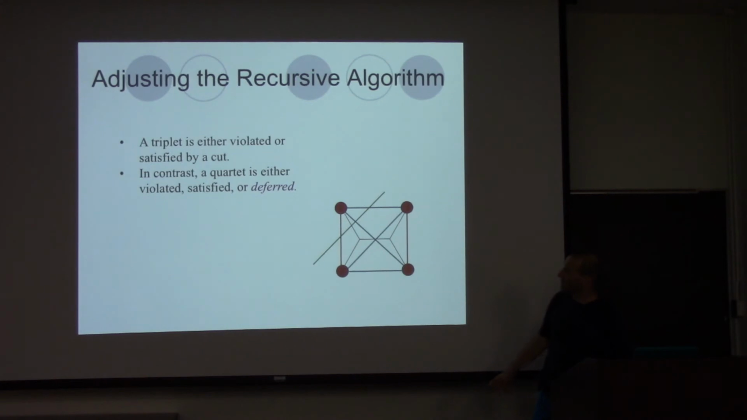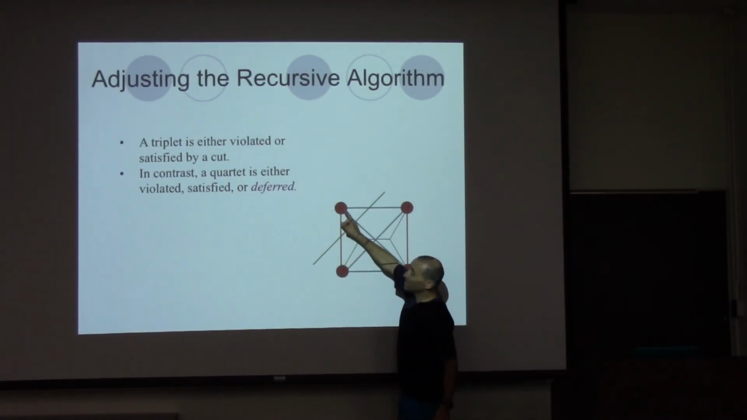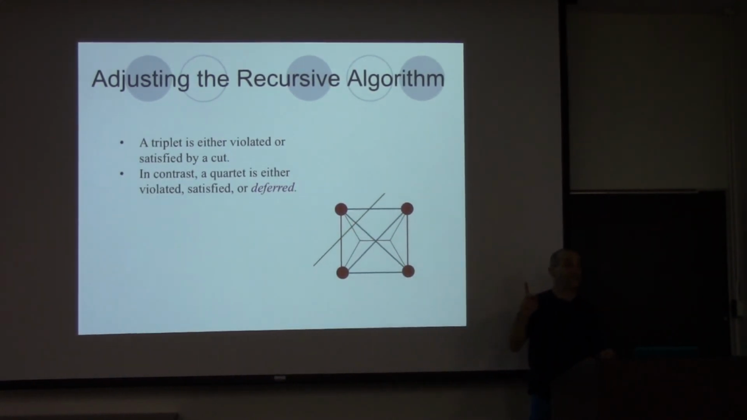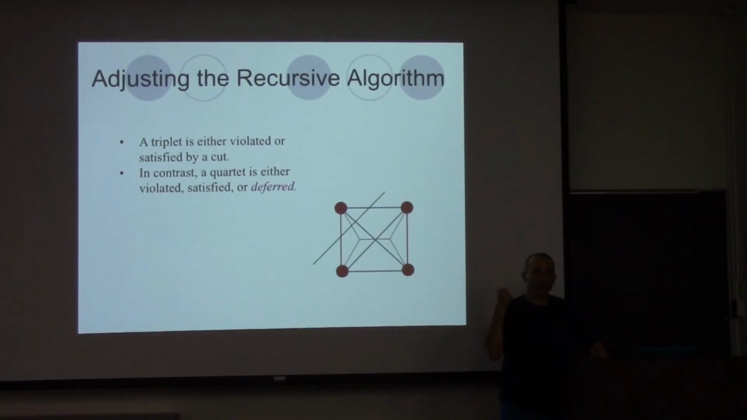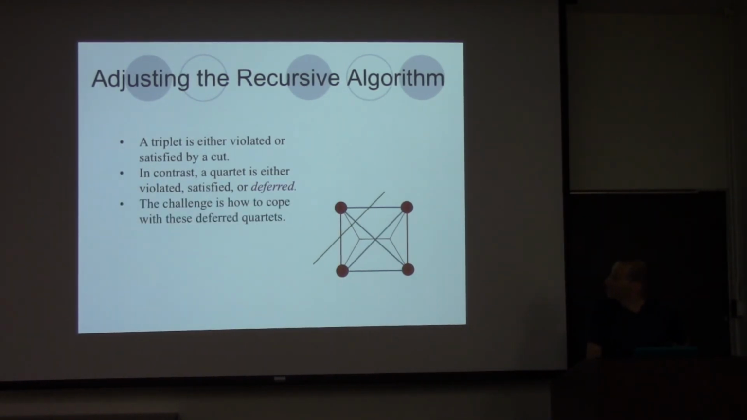But we have here a complicated case. We only separate 1 from all the rest, and we call it deferred. The destiny of that quartet is not yet solved. It's deferred to lower stages. The challenge is how to cope with these deferred quartets.